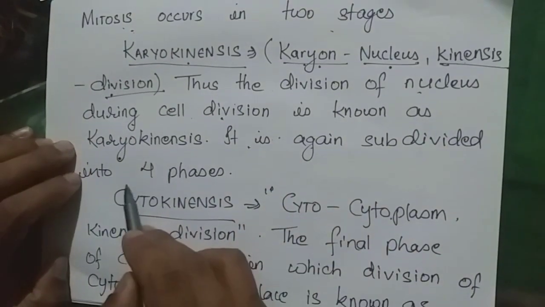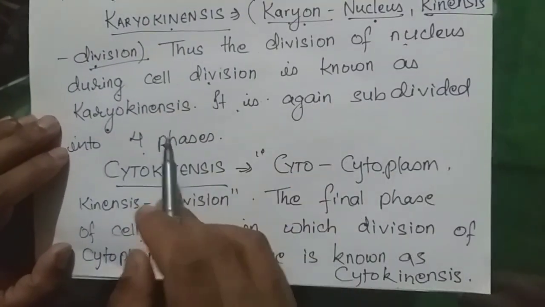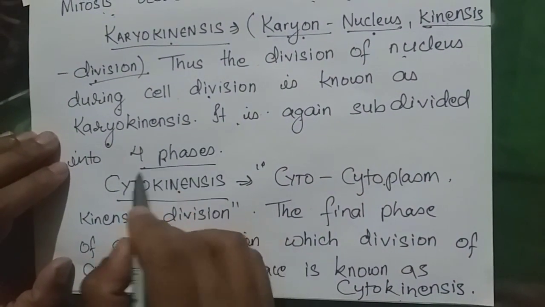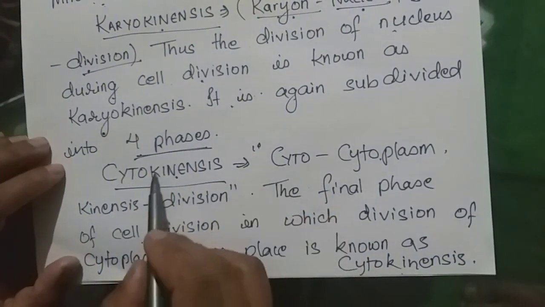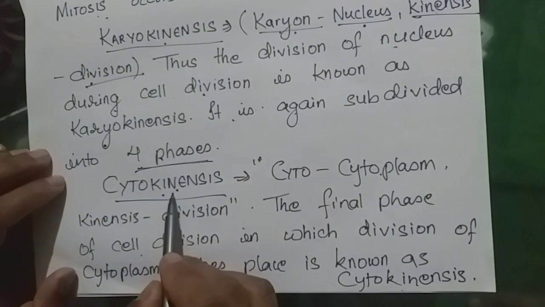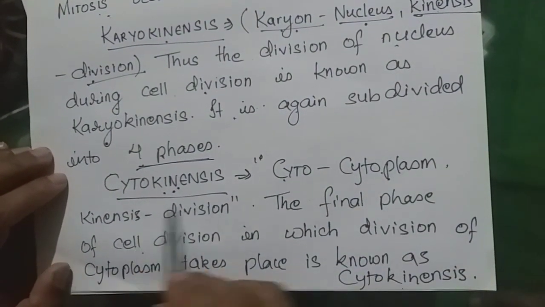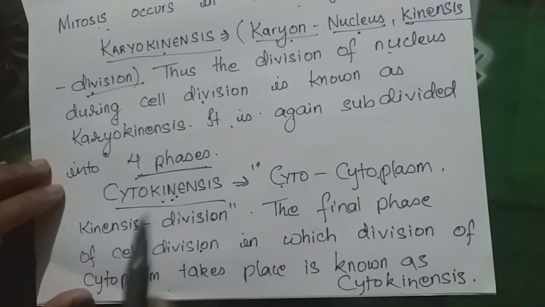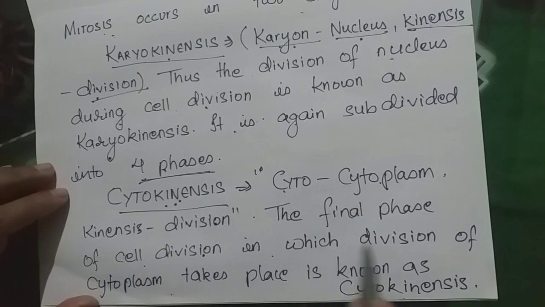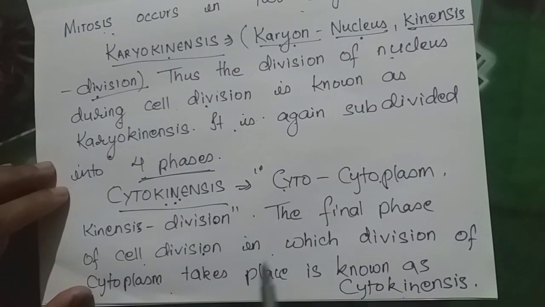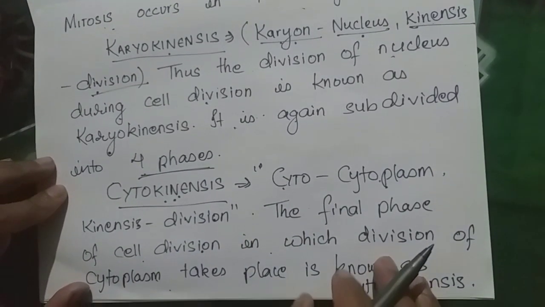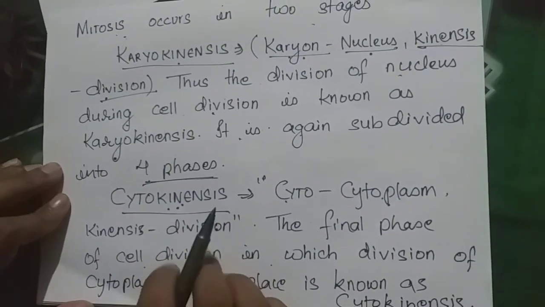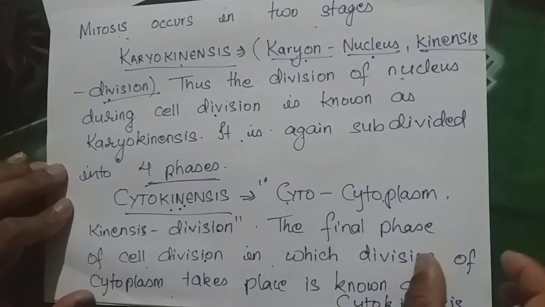Karyokinesis is again subdivided into four phases. We will talk about each phase in detail. Cytokinesis: cyto means cytoplasm and kinesis means division. Thus cytokinesis is the final phase of cell division, in which the division of the cytoplasm takes place. So division of cytoplasm is known as cytokinesis.